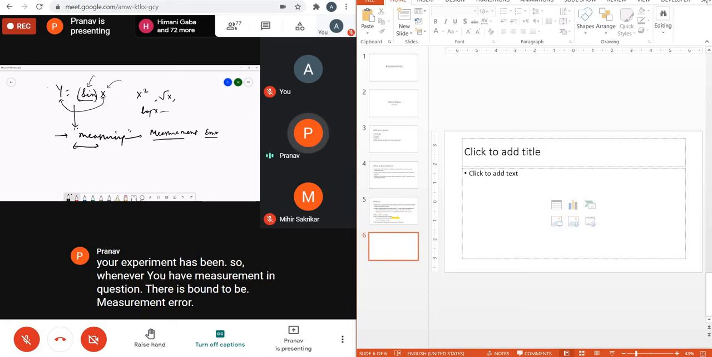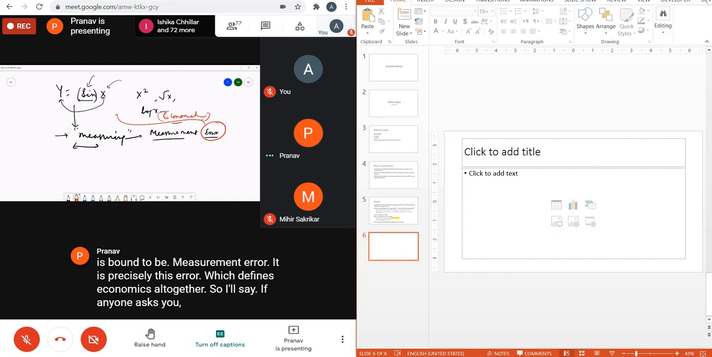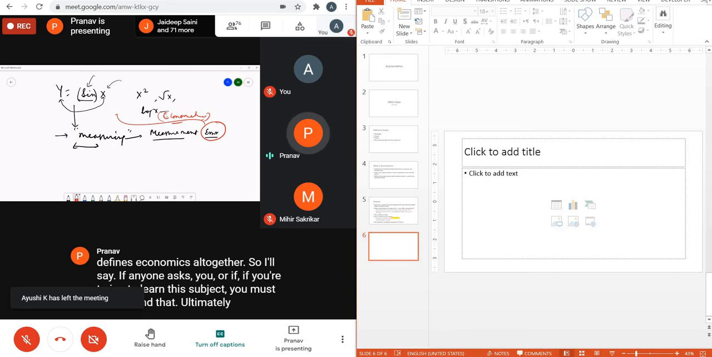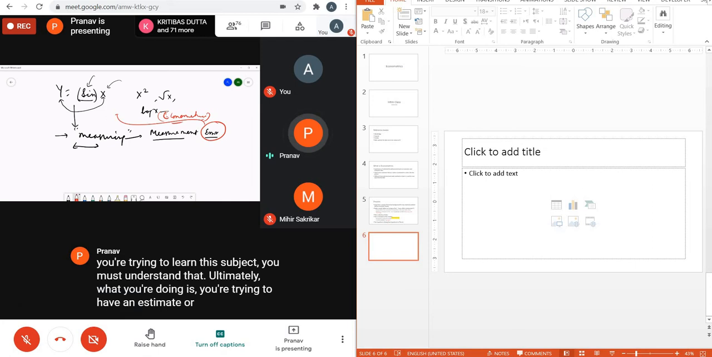And it is precisely this error which defines econometrics altogether. So if anyone asks you, or if you're trying to learn this subject, you must understand that ultimately what you're doing is trying to have an estimate or guess about the distribution that error terms will have. Because once you control this error, then econometrics is all about establishing that deterministic relation.